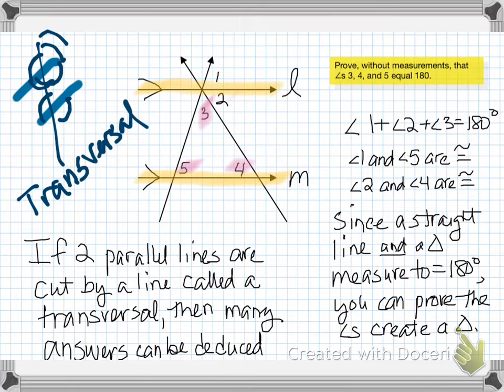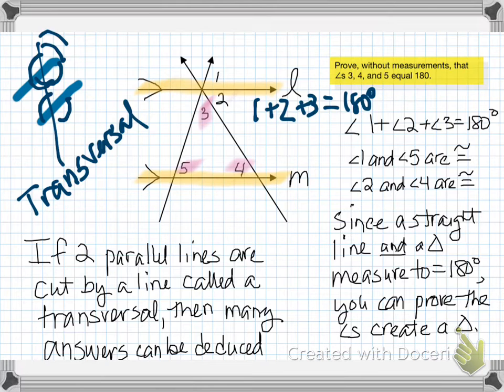I can calculate the following information based on what this is. All right? I'm given 1, 2, and 3. If I added 1, 2, and 3 together, that's going to equal 180 degrees. Okay?